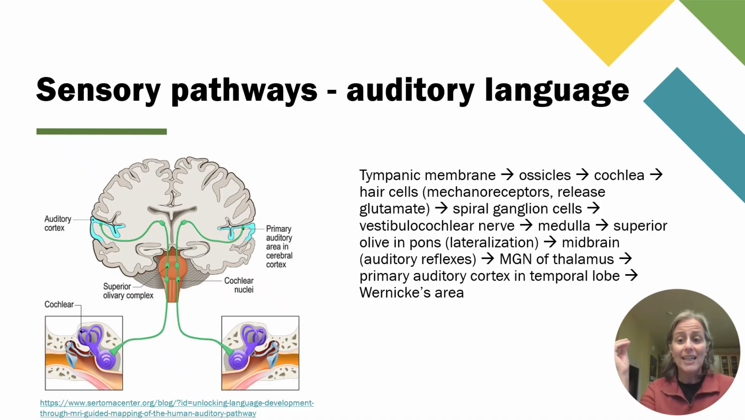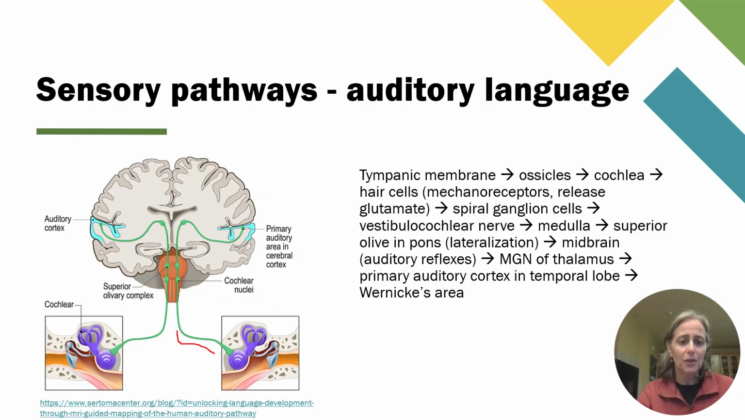So for things that we hear, remember, that's going to cause our tympanic membrane to vibrate, which is going to cause the ossicles to vibrate, which is then going to cause those vibrations to be transmitted to the cochlea. And then different regions of the cochlea are going to vibrate, which causes the hair cells, the stereocilia on the hair cells to bend, and those are mechanoreceptors that then release glutamate, which activates the spiral ganglion cells whose axons then come out and become part of the vestibulocochlear nerve, which we can see then here, right?